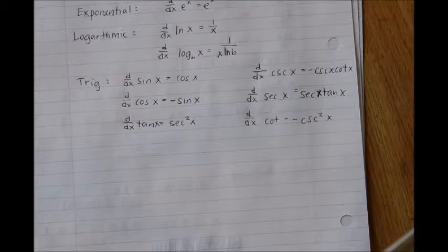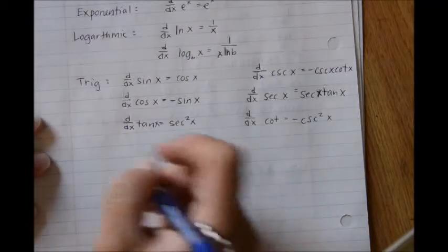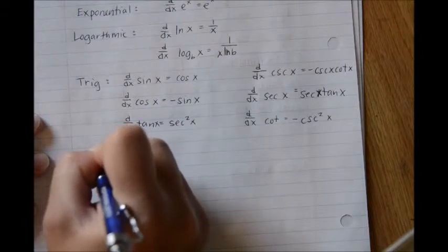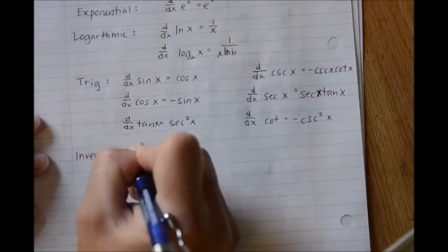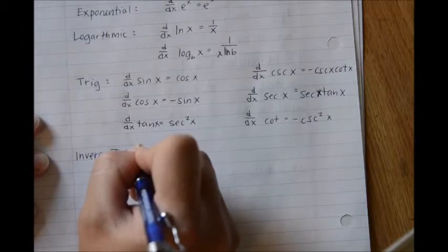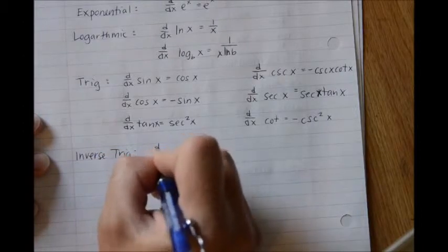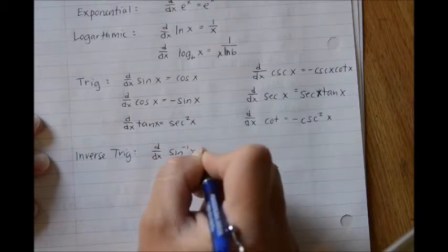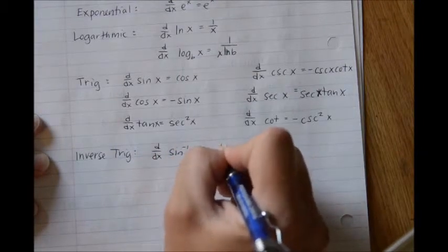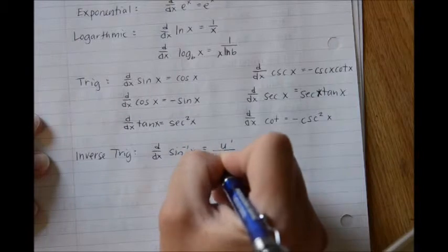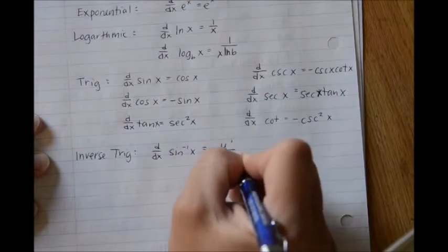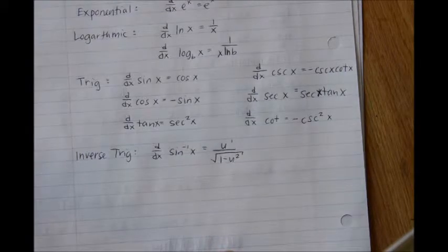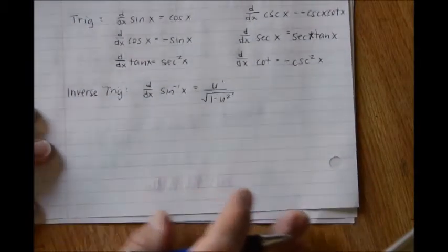The derivative of an inverse function. Actually, let's do inverse trig real quick, just so you have them and you have a flashcard made for them. Let's just do the derivative of inverse sine of x, which is u prime over square root of 1 minus u squared. We'll just do the three main ones.